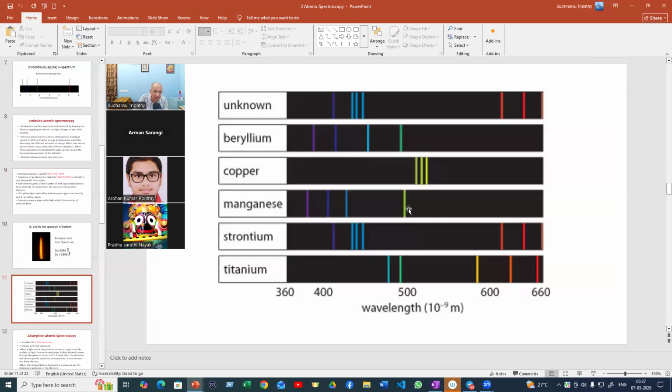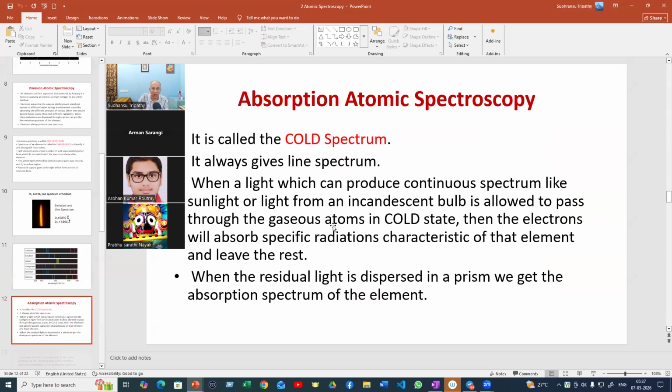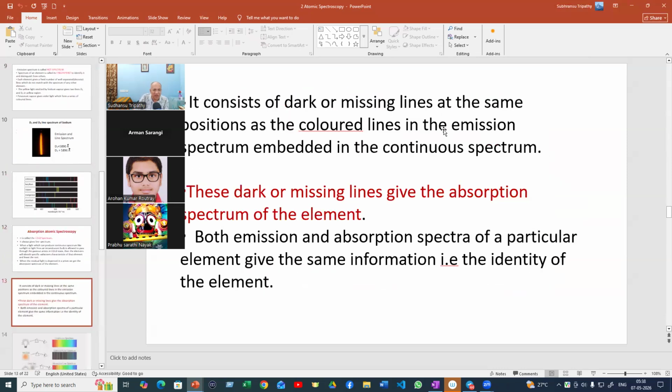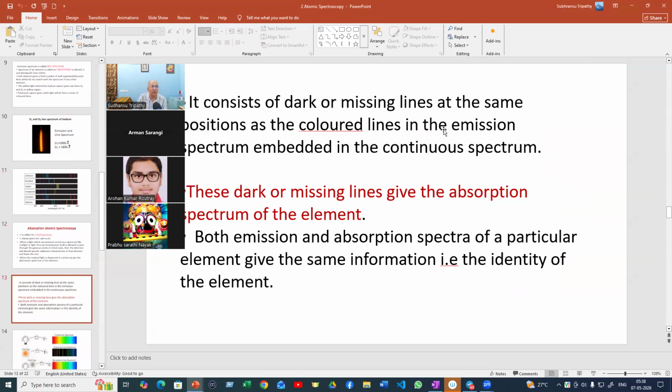Manganese has different lines. This is copper lines, beryllium lines, titanium lines, and it's asking you an unknown element spectrum is given, the hot spectrum is given. Which one you match? Undoubtedly, it exactly matches with strontium. So the unknown spectrum is definitely the strontium spectrum. So the cold spectrum is not very popular for you now, but for higher level, it is very popular.